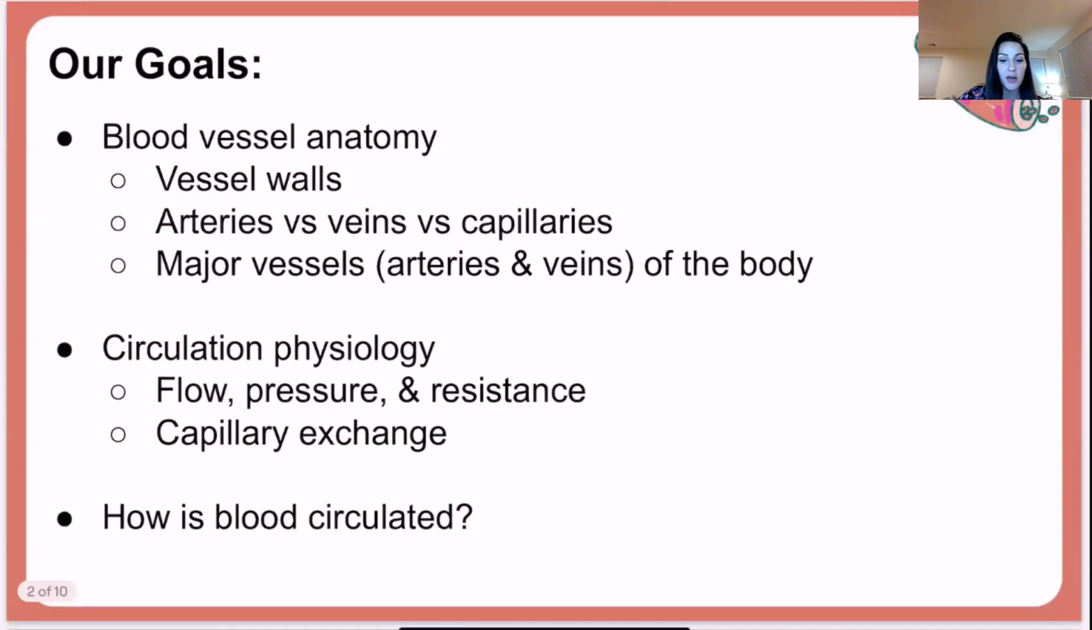Our goals are to talk about blood vessel anatomy, how generally blood vessels are structured. We'll talk about the walls of the vessel, arteries versus veins versus capillaries. What are those things? And then we'll also learn about, mostly in the lab, the major vessels, those main arteries and veins of our body. Then we'll jump into the physiology, what goes into all of that. And then lastly, we'll talk about how blood is circulated and that path that blood takes through the body. And all of these will help us in our understanding of the cardiovascular system at large.